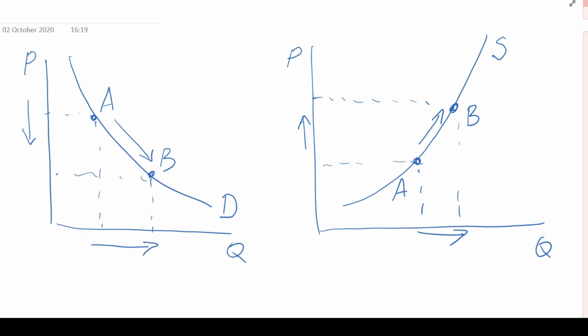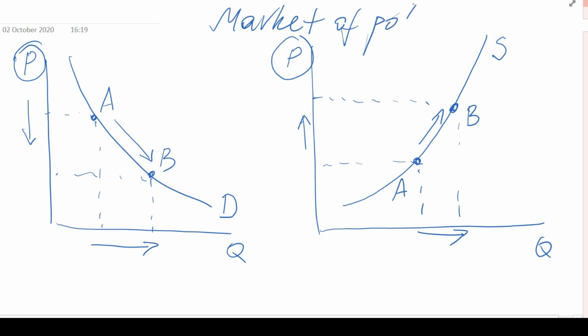Both demand and supply curves will shift due to other factors apart from the price. Whenever we have changes in the price for our particular product, for example, we are talking about market of potatoes, when price of potatoes changes, goes up or down, there will be a movement along the same demand and or supply curve, movement along the curve. When there will be changes in any other factor apart from the price of potatoes, demand and supply will shift.